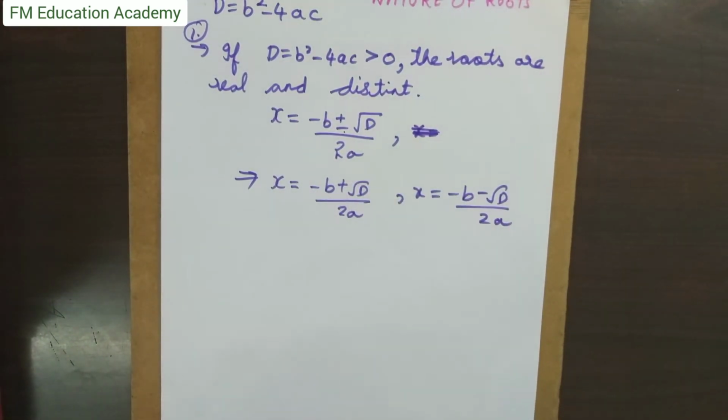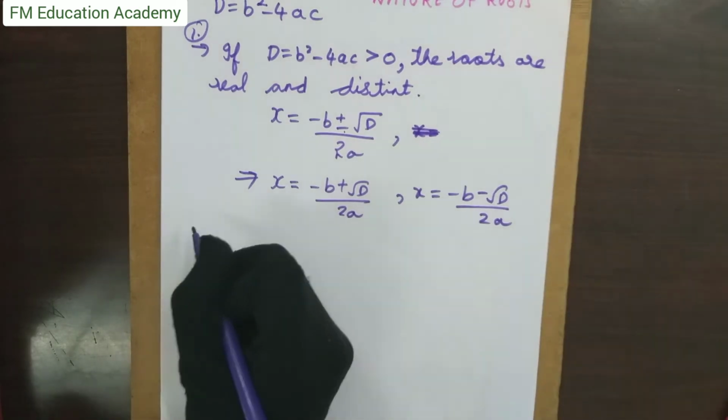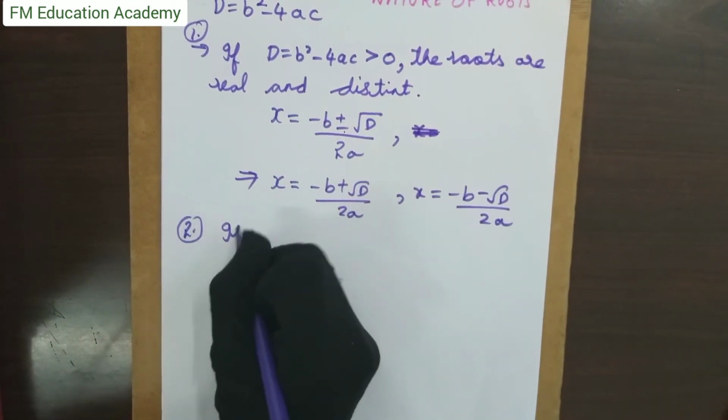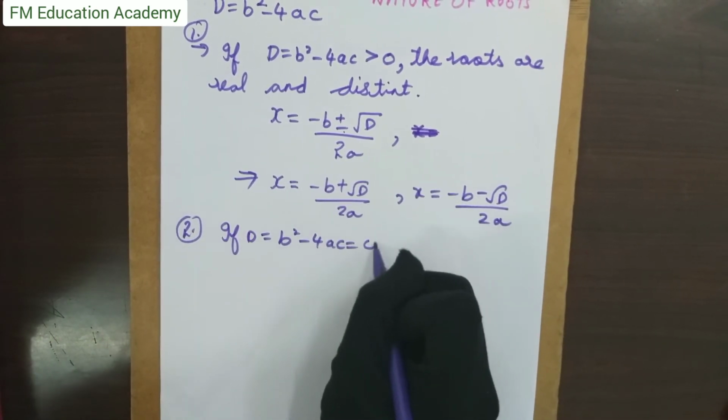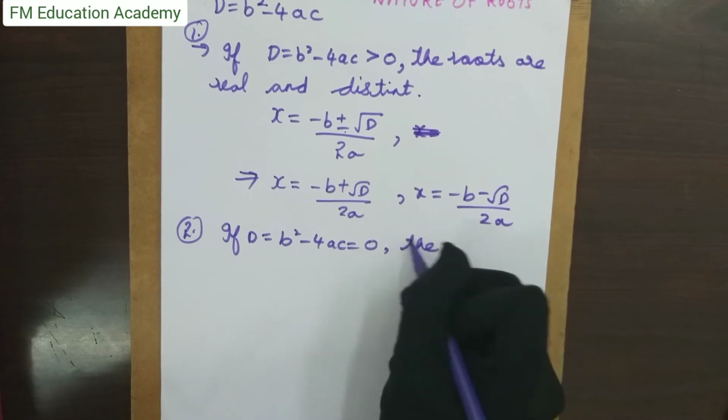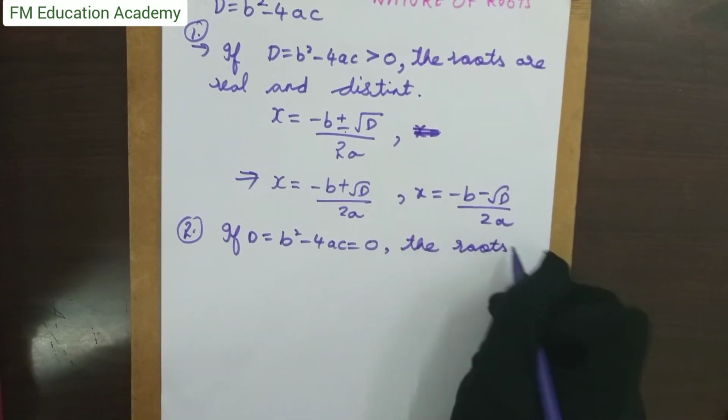Okay, suppose you found out D is equal to b square minus 4ac and you got that value as 0. If D is equal to b square minus 4ac is equal to 0, then we can say the roots are real and equal. You need to remember these conditions.